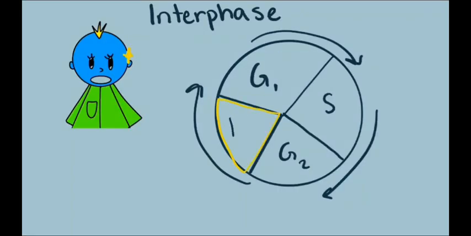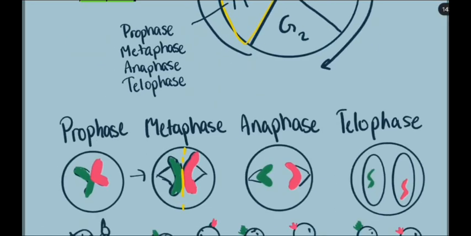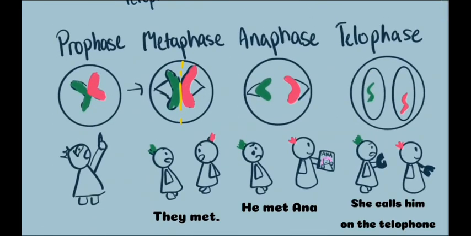The next stage is mitosis, which is the division of the nucleus, and it happens in 4 stages remembered as PMAT, or prophase, metaphase, anaphase, and telophase. In prophase, the chromosomes condense and become visible. In metaphase, the chromosomes line up in the middle of the cell called the metaphase plate. This alignment ensures each cell gets a new DNA.